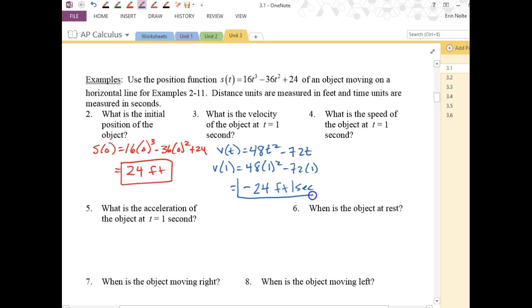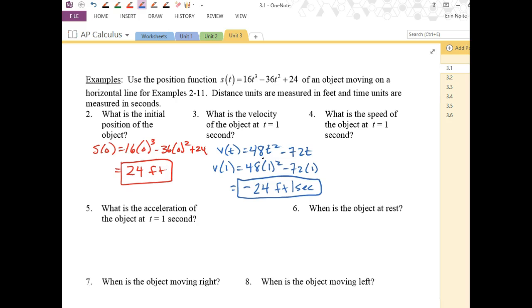So anybody able to get 48 minus 72 on their calculators? Negative 24. Okay, because I got a negative answer, what is that telling me about what's happening with this object? What direction is it moving? It's going to the left because of the negative. At a speed of 24 feet per second, going to the left.